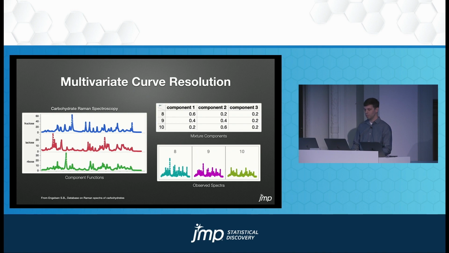So the first tool I want to show you is multivariate curve resolution using this carbohydrate spectroscopy data. So these data are made up of a 3-component mixture of fructose, lactose, and ribose. And the peaks you can see in these component functions, they're kind of identifying these different components. So our goal is to estimate not only these component functions, but also some mixing proportions that were used to construct the spectra that we actually observe.